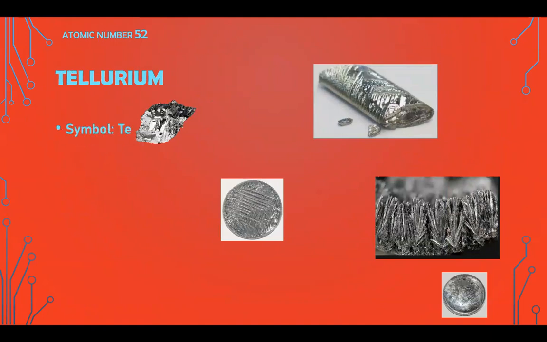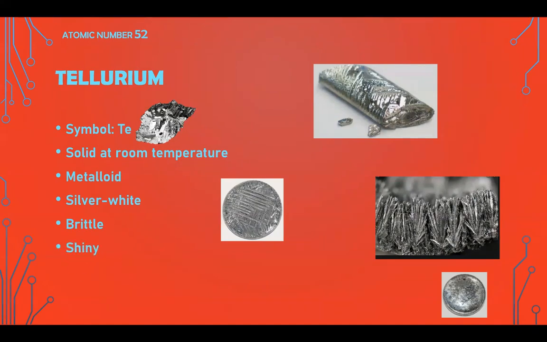Tellurium. Tellurium's symbol is Te. It is a solid at room temperature and it is also a metalloid like antimony. Tellurium is silver white in color. It is kind of brittle, and tellurium is also shiny. This is a characteristic of metals. Tellurium is used to vulcanize rubber along with sulfur. It's used to tint glass, etc.